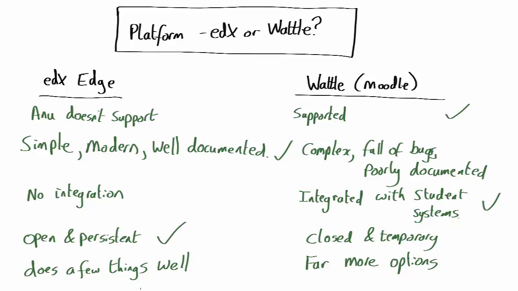On the other hand, edX has no support for giving extensions. So let's say a student comes to you saying, oh, I was away last week because my grandmother died, or whatever it might be, can I have an extension of this assignment? There is no capability for issuing those to individuals in edX Edge, whereas there is in Wattle. And there are a number of minor irritations of both sorts like this.